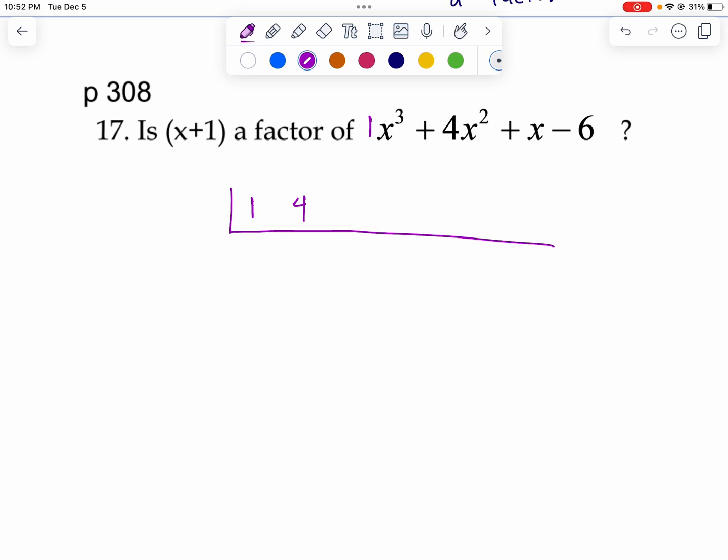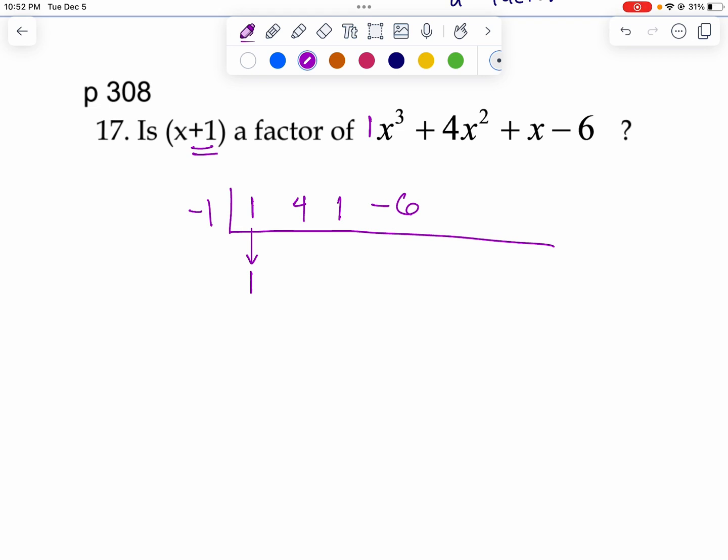The linear term is 1, and the constant term is negative 6. We did not need a placeholder because nothing was skipped. On the outside of this division, in our divisor place, we're going to use the opposite sign of this positive 1. We're going to use a negative 1. And we're going to follow the synthetic division process, which states, bring down the first term.